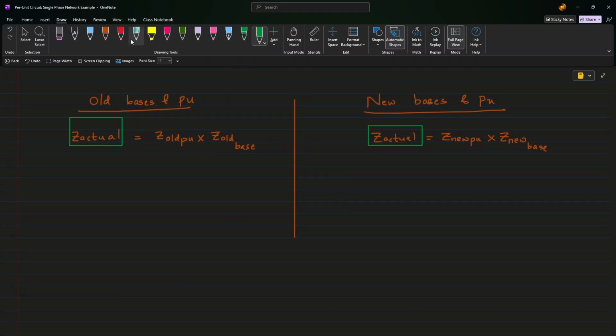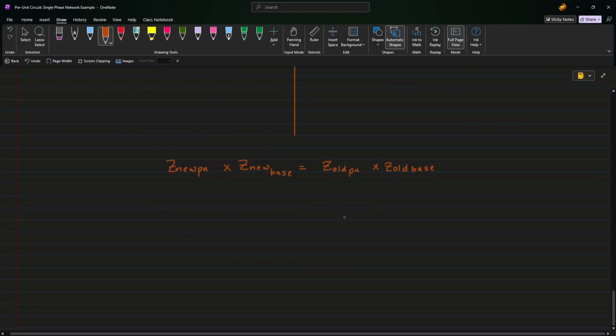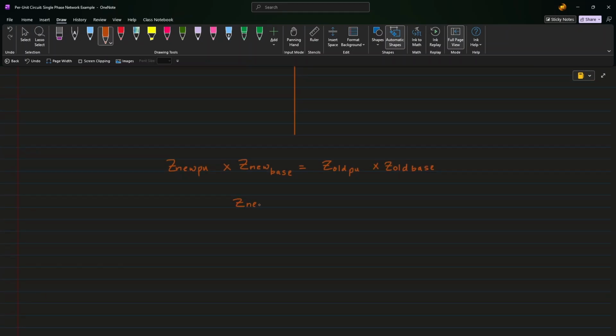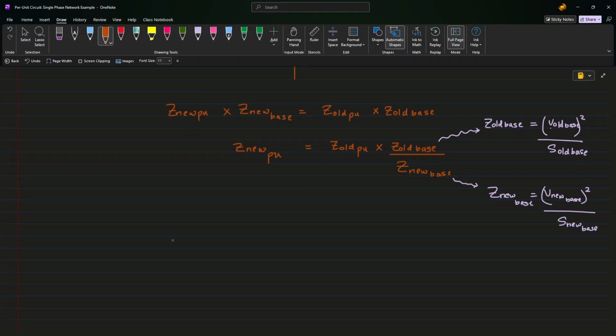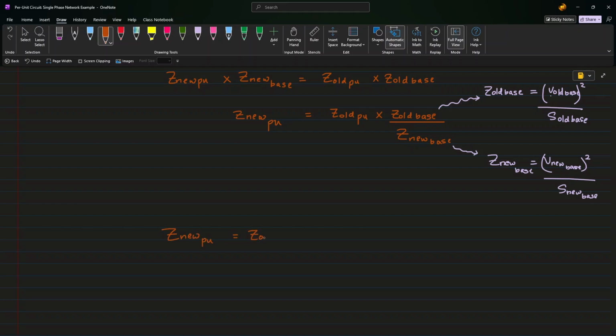So we can equate these two equations and we get the following. So we can find the new per unit value after some manipulations like this. Z old base can simply be obtained using V old base and S old base, and similarly Z new base can be obtained using the V new base and S new base. There we can work out the new per unit impedance value in this manner.